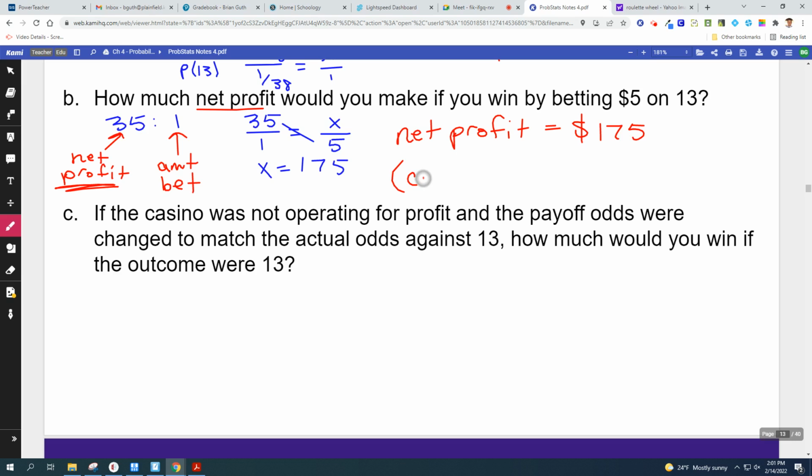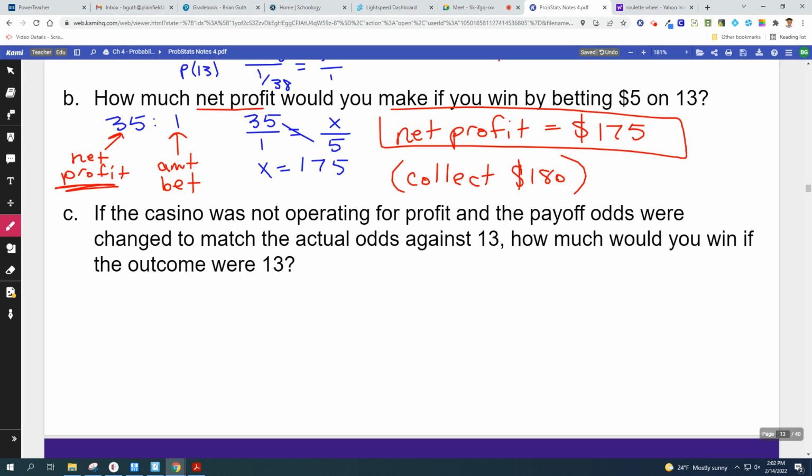Well, we'd actually collect 180 because we would get our $5 back. Our $5 bet, we would get that back plus our 175 profit. So we're actually collecting 180, but the answer to this question, the net profit, is 175.